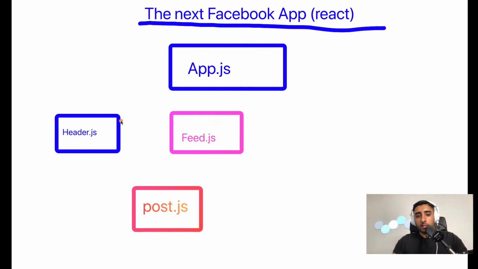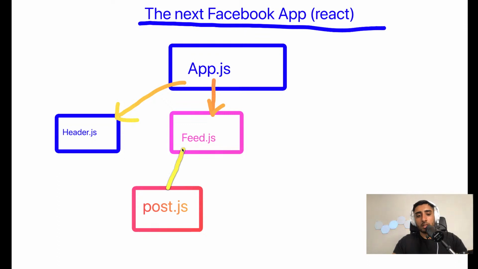Okay, so why is it like a tree? Because in app.js we'll render the feed and we'll render the header, and that'll create a page. So you'll have a header at the top of the page, and then you have your feed, and then inside your feed you might have a post, right?